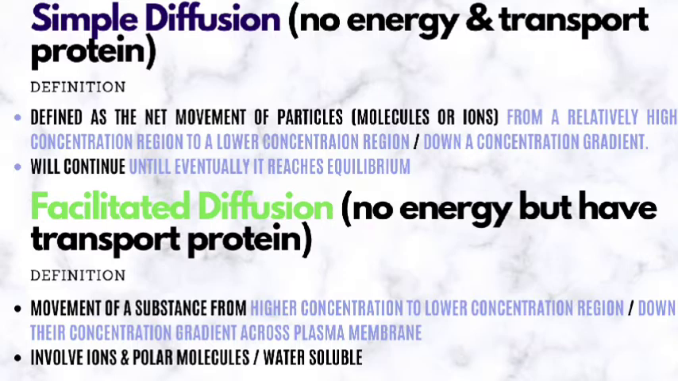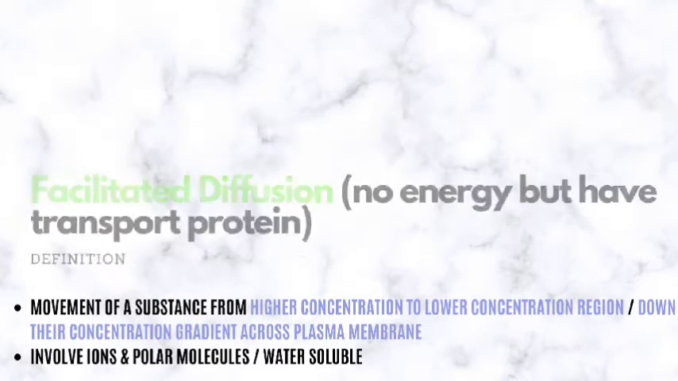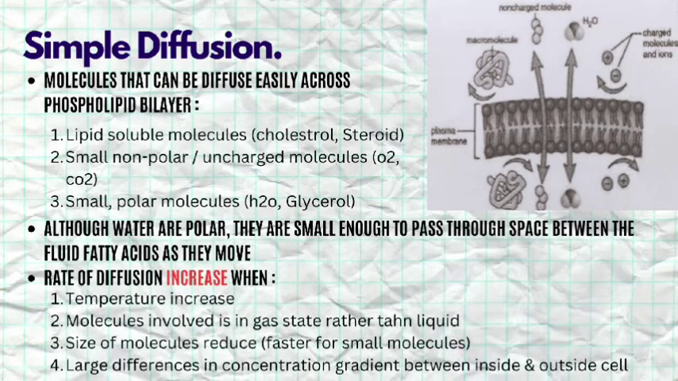Facilitated diffusion is a movement of a substance from higher concentration to lower concentration region or down their concentration gradient across the plasma membrane. It involves ions and polar molecules or water soluble. In simple diffusion, molecules that can be diffused easily across the phospholipid bilayer.